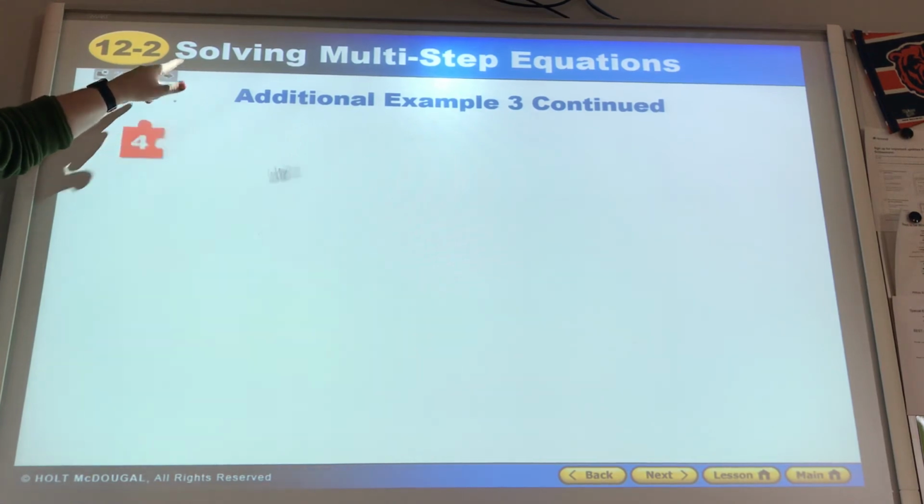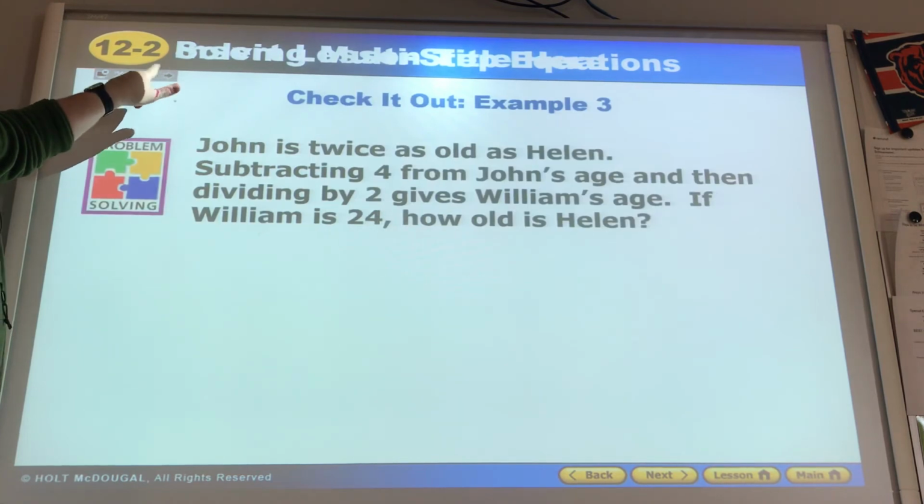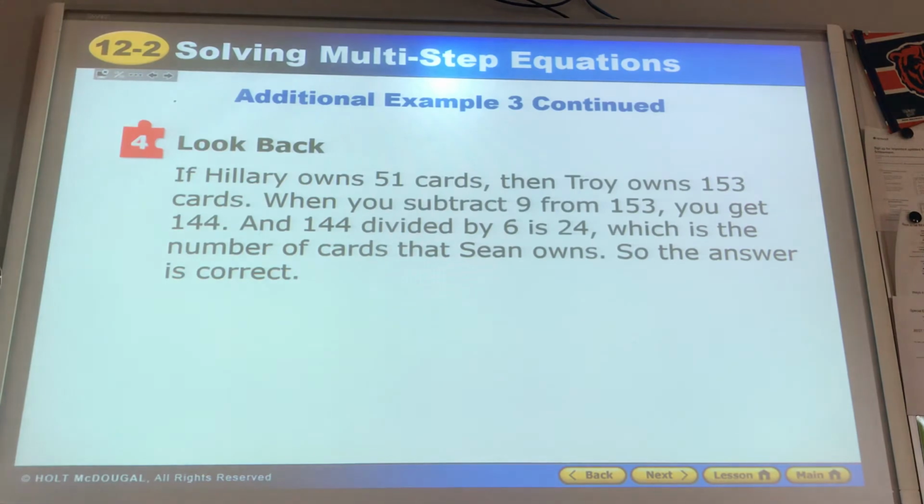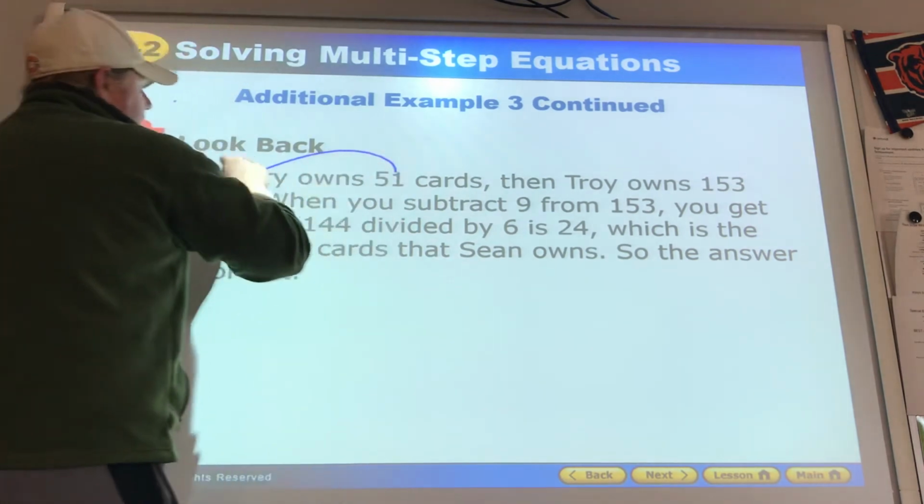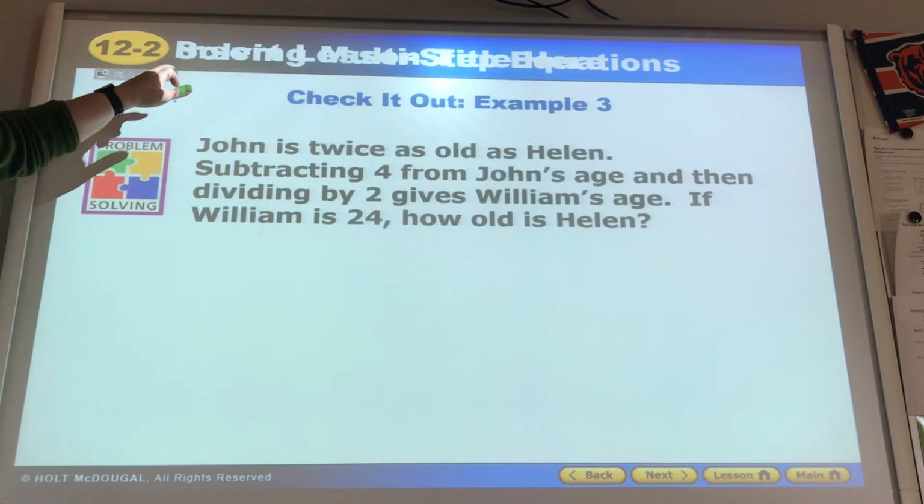All right. We look back. If Hillary owns 51 cards, then Troy owns 153. Okay. Oh, 51, and then it was times 3 for Troy's. Troy owns 153. I forgot there were 2 steps. Don't forget to come back and get, oh, Hillary has 51, so Troy has 153. Don't forget those steps.